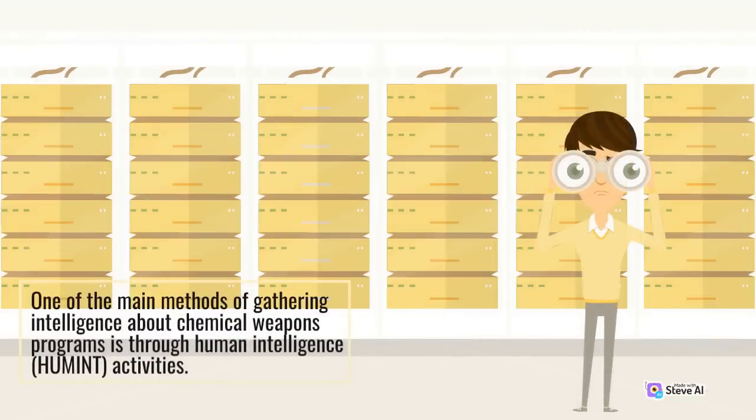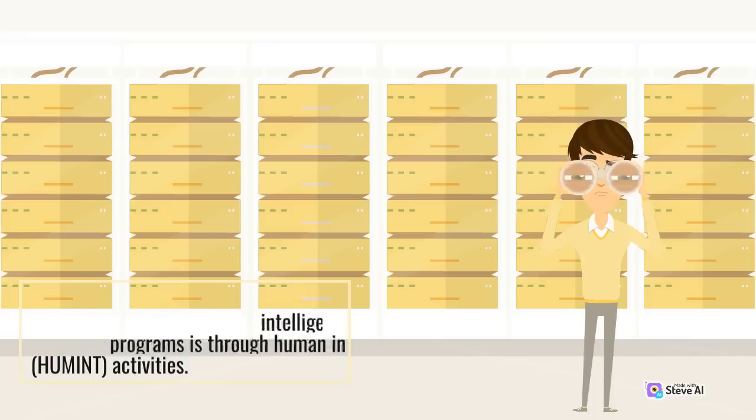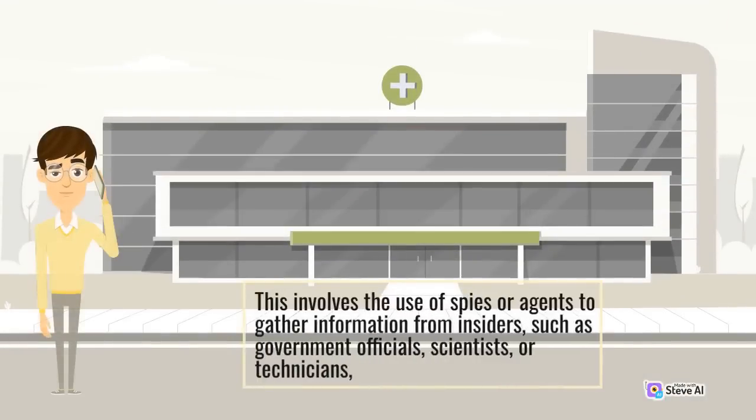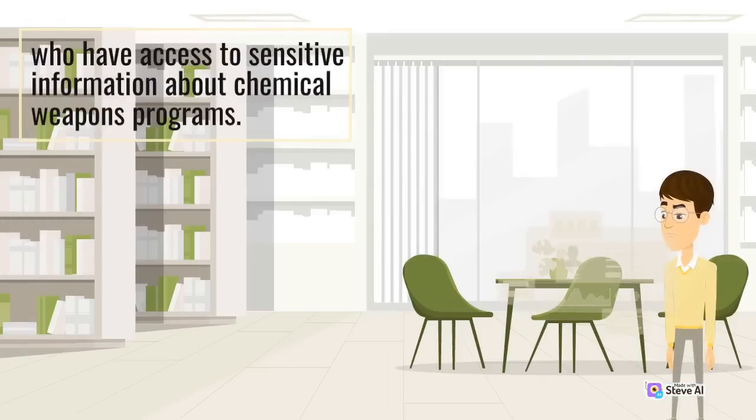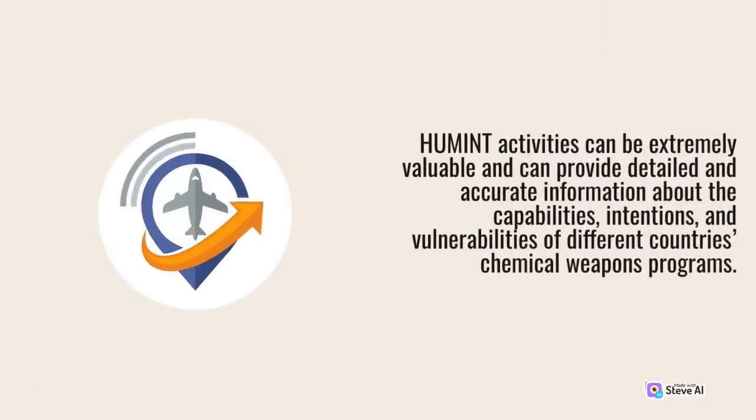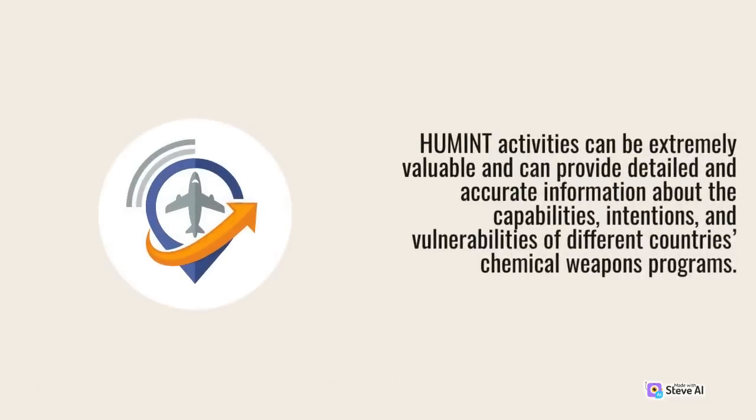One of the main methods of gathering intelligence about chemical weapons programs is through human intelligence, HUMINT, activities. This involves the use of spies or agents to gather information from insiders, such as government officials, scientists, or technicians, who have access to sensitive information about chemical weapons programs. HUMINT activities can be extremely valuable and can provide detailed and accurate information about the capabilities, intentions, and vulnerabilities of different countries' chemical weapons programs.